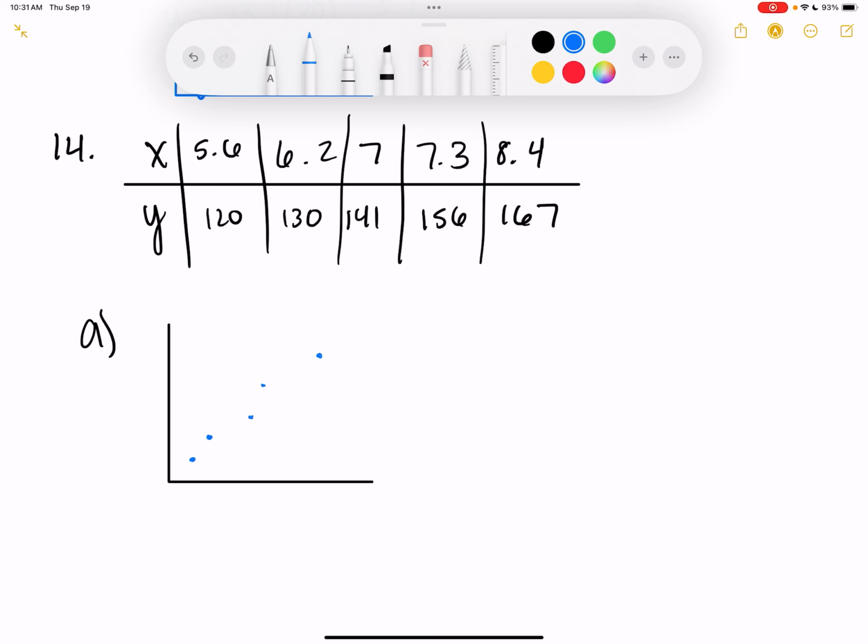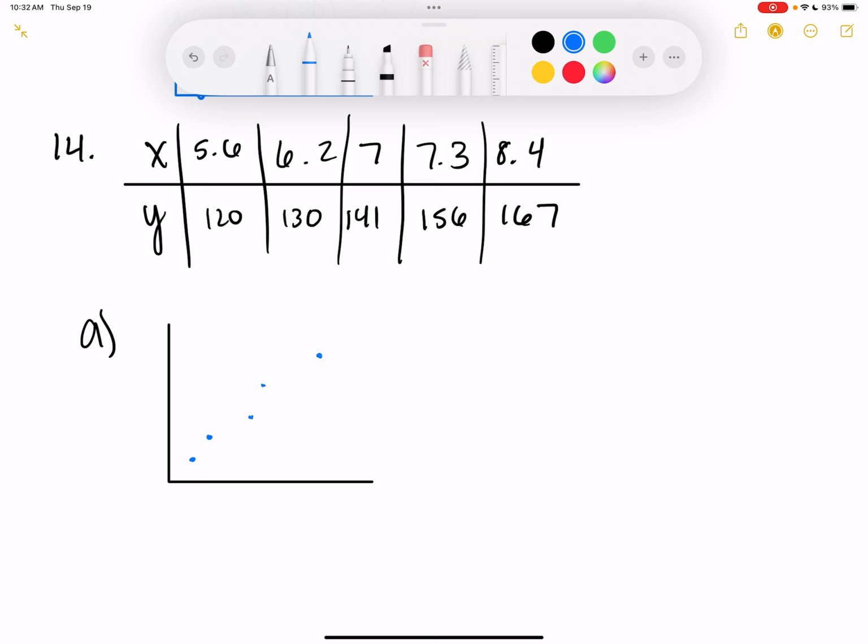We hit stat, calc, arrow to the right. What option am I looking for? Number 4, LinReg. There is another LinReg farther down that's a plus bx. They both are going to give you the same thing, but in a different order, so you've got to pay attention. I will only ever use ax plus b. So number 4.